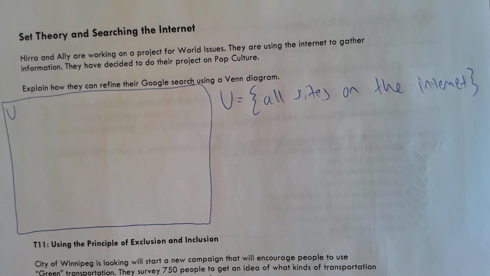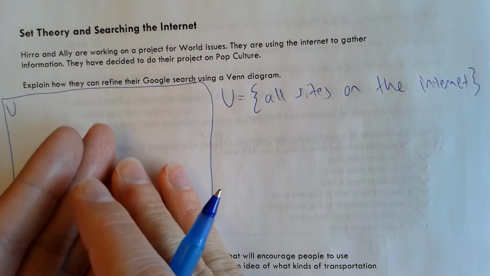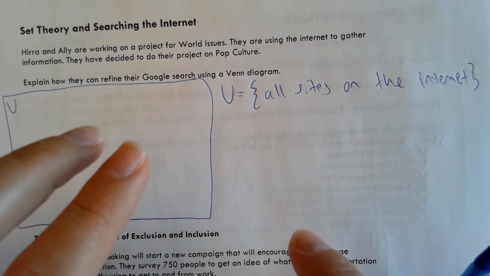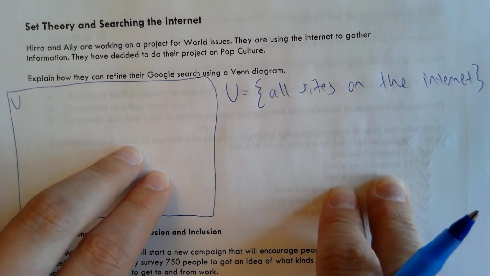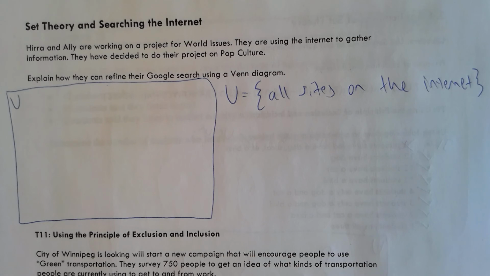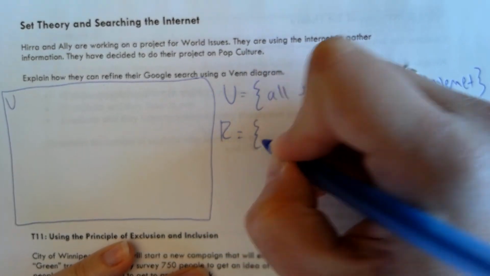Not helpful. So then they're thinking, okay, maybe we should Google popular culture. Now, when you Google popular culture, what it actually Googles is the word popular, and it Googles the word culture, and it spits out anything that has popular or culture in it, or popular culture, and it just gives you everything. So sometimes it'll say, do you have to include culture? And you're like, yeah, I really want the culture part. So that's going to be our first one. Let's just call it R for fun.